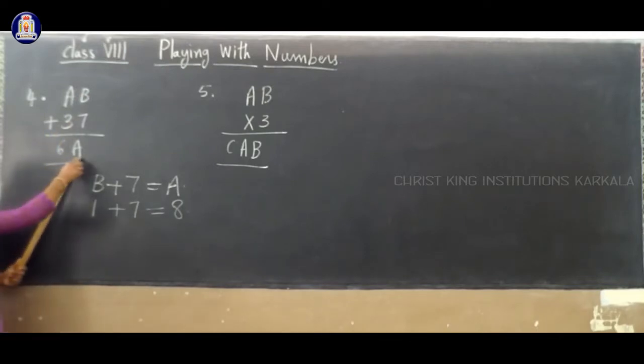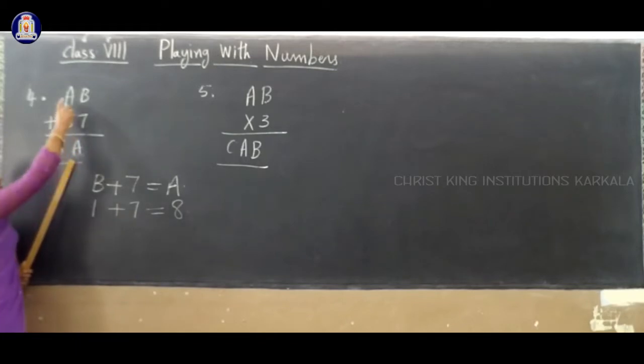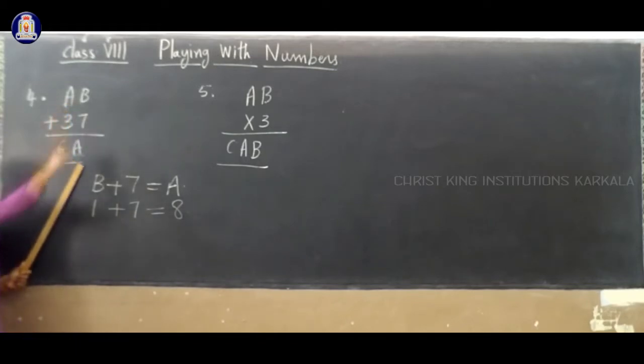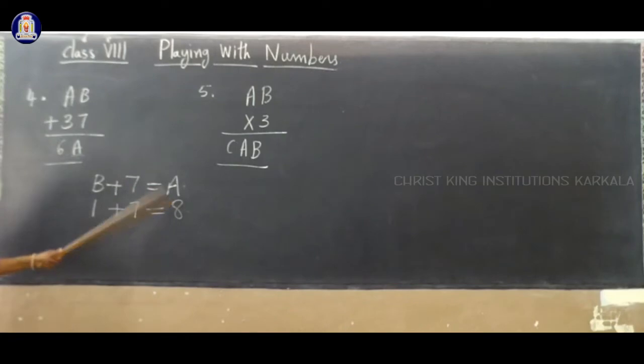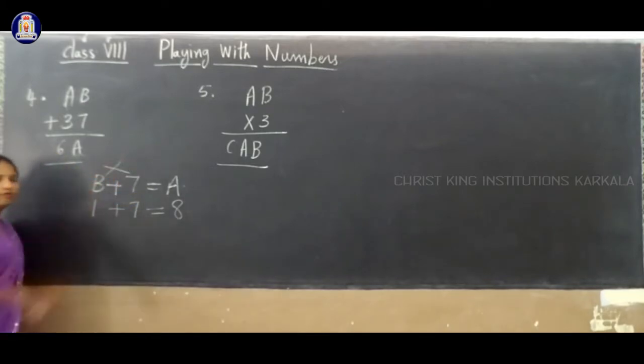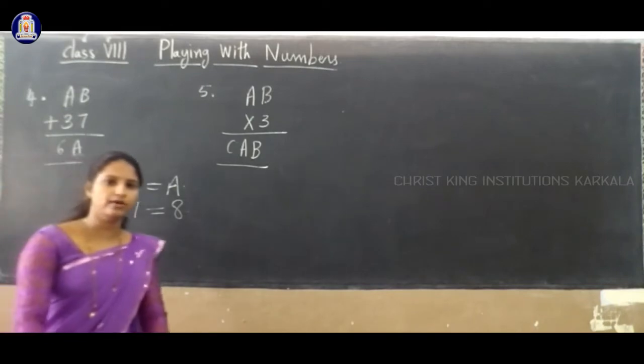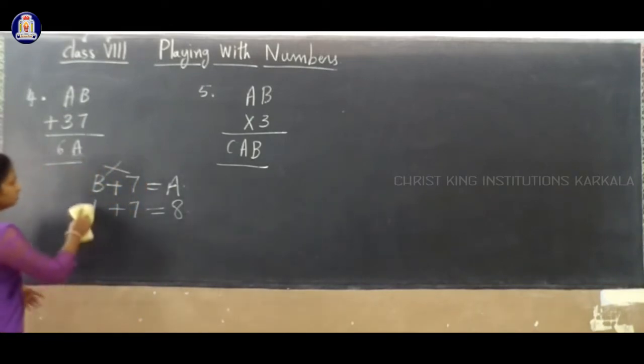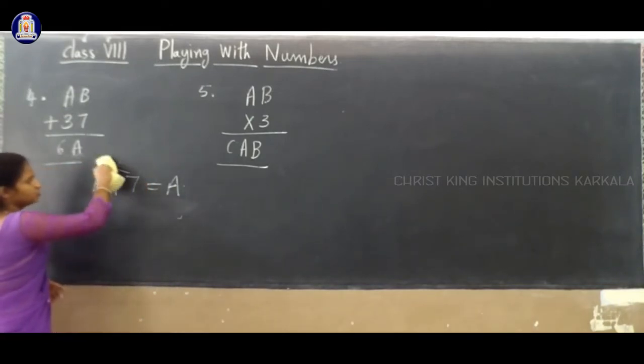A answer we got 8, so the same answer you must write here. In place of A we got 8. Now we'll check, in place of A if you write 8, 8 plus 3, can you get 6? No. So we cannot get answer 6. So value of B as 1 is not possible.